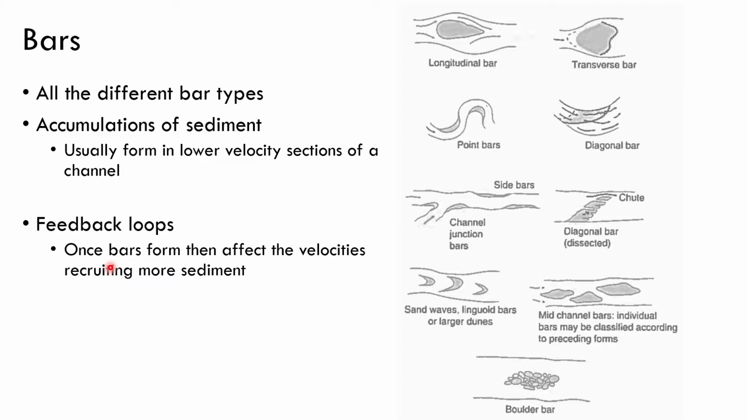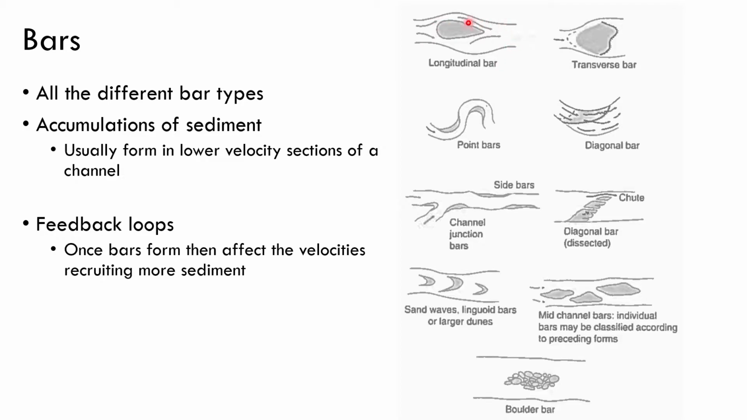like we talked about in the last couple lectures. Once a bar forms in the river in a low velocity section, that then affects the velocities around it and actually creates more low velocities generally, and recruits more sediment. So we can actually grow the bar in a little feedback loop. Usually once a bar gets started, it can either maintain itself or grow, because it's affecting the velocities around it, creating lower velocities and recruiting more and more sediment.